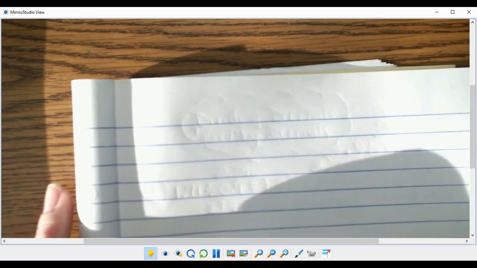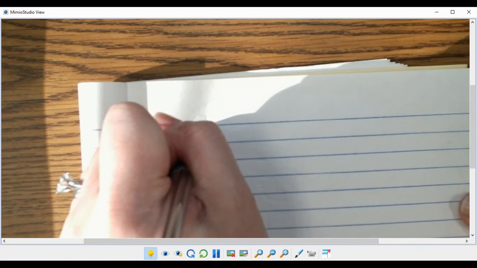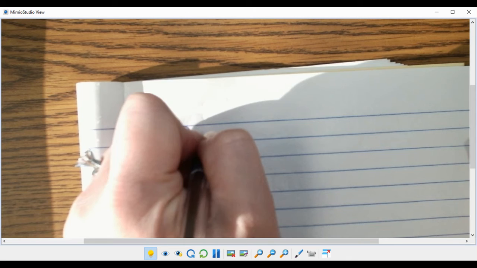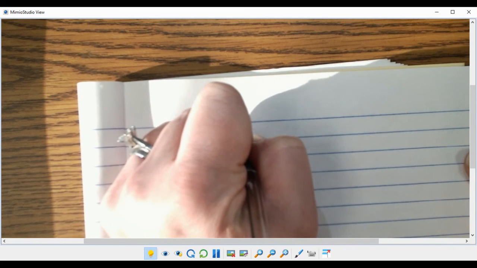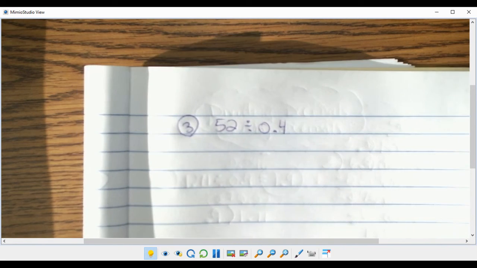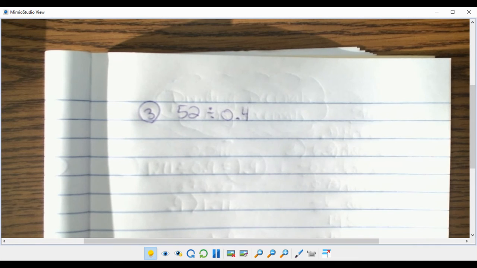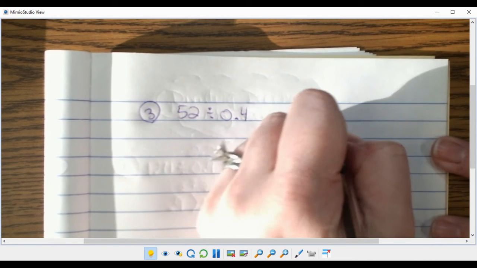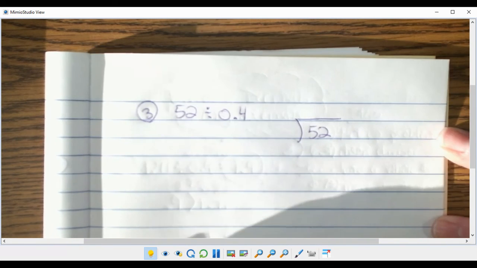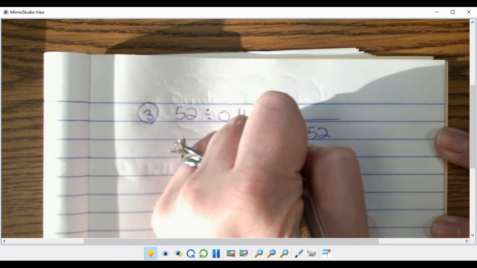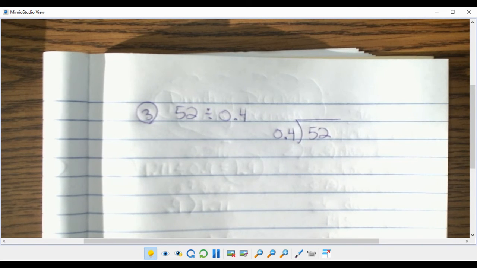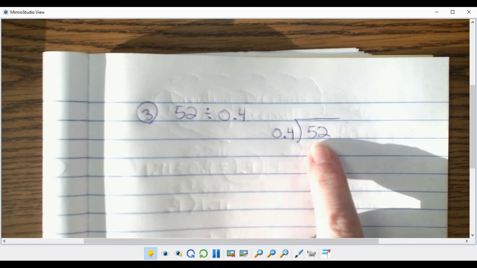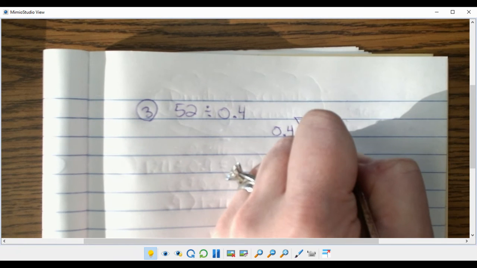All right, let's go on to something where you're going to have to add some zeros. So we'll do example 3. 52 divided by 0 and 4/10ths. Step 1, set up the problem. 52 goes inside, 0 and 4/10ths goes outside. Where is the decimal in 52? It has a decimal, it's just hiding, it's not visible. It would go right here at the end.